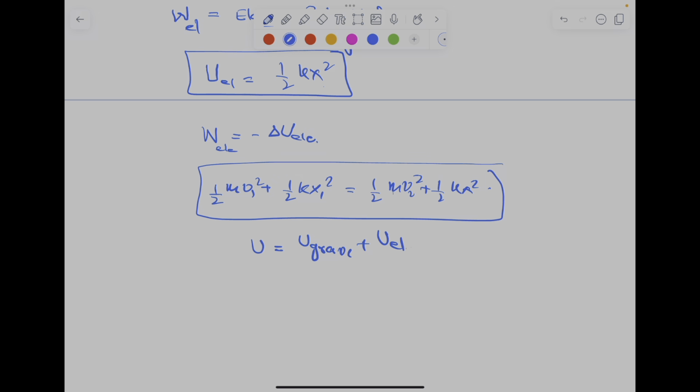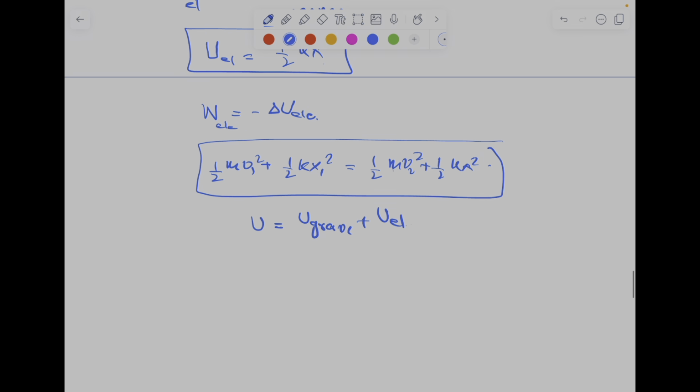So in many problems, you have a situation where you have the kinetic energy, the gravitational potential energy, and the elastic potential energy. For example, you have a spring and the object is falling on the spring, okay? From a certain height. So when this object falls, in this problem we have both the gravitational potential energy and the elastic potential energy.